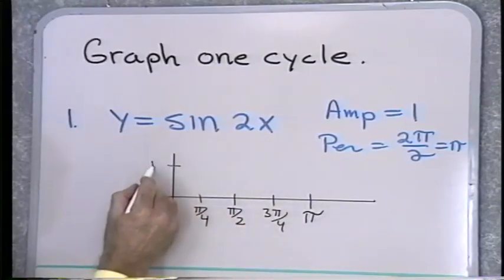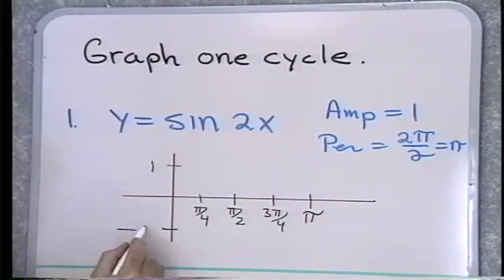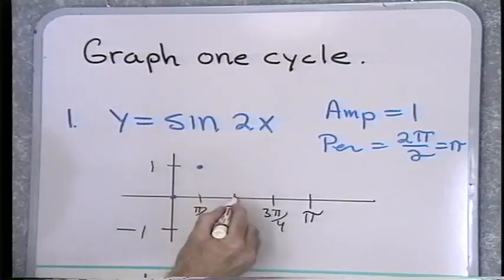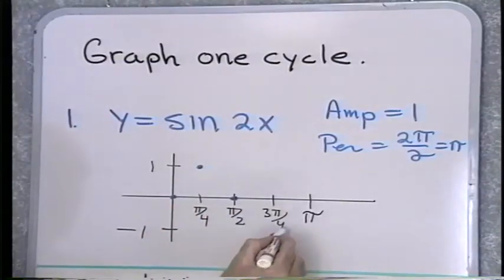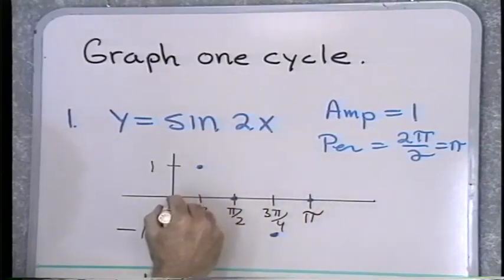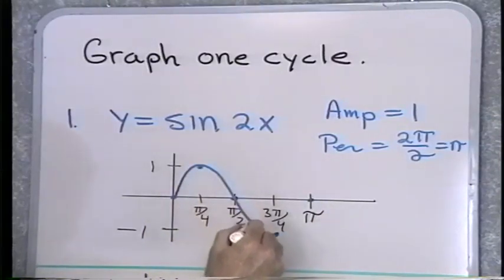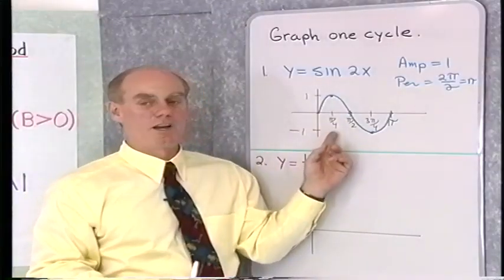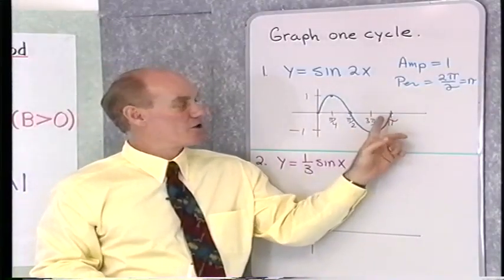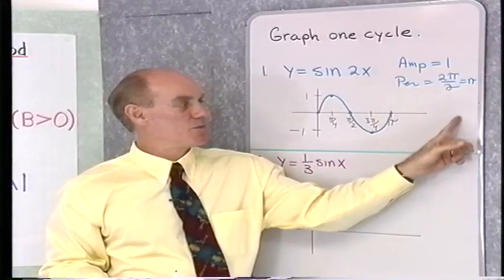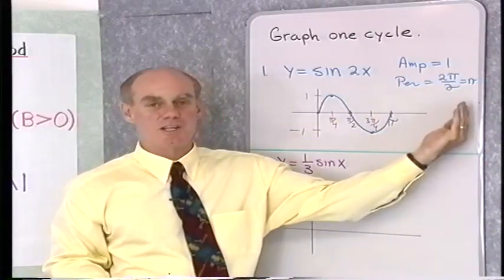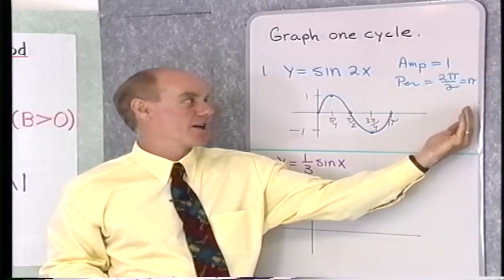The amplitude is 1, so I'm just going to have my curve go up to 1, down to -1. It's a basic sine curve, so it starts at 0, goes up to 1, back down to 0, down to -1, and back up to 1. So this is 1 complete cycle of y equals sine 2x. The amplitude is 1, and the period is pi. So if I was to extend this to 2 pi, you see it would go through 1 more complete cycle, and there I would have 2 complete cycles between 0 and 2 pi on the x-axis.